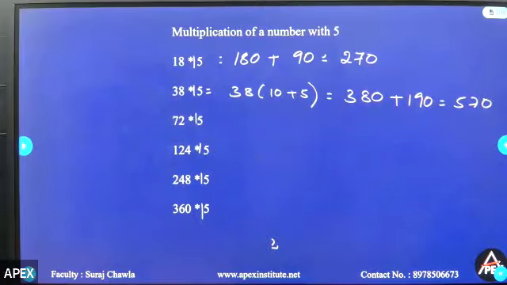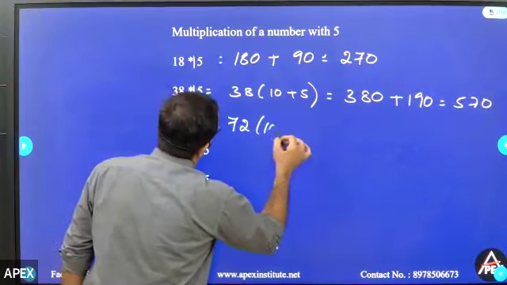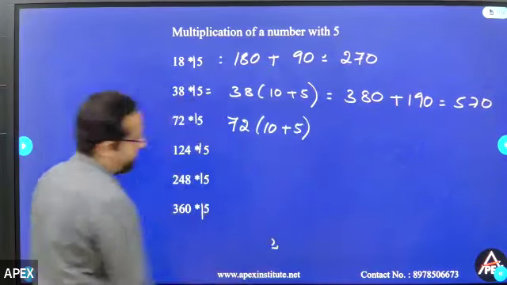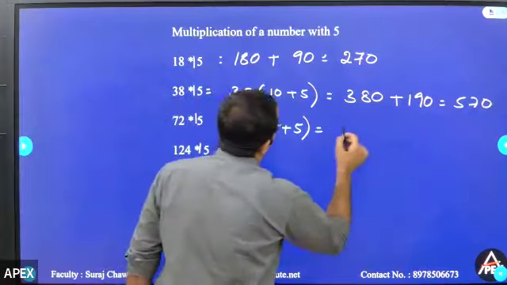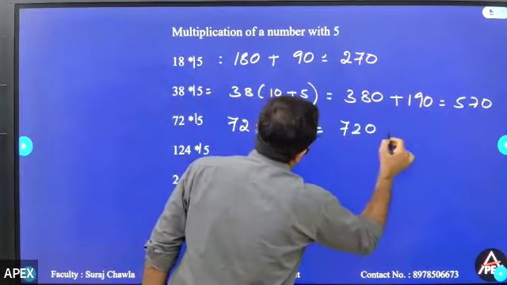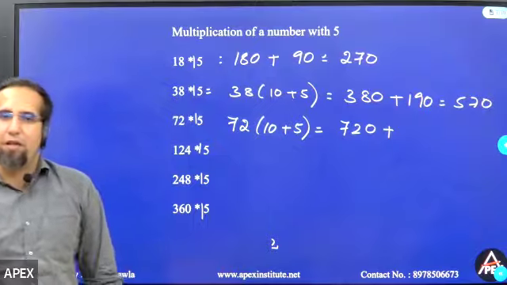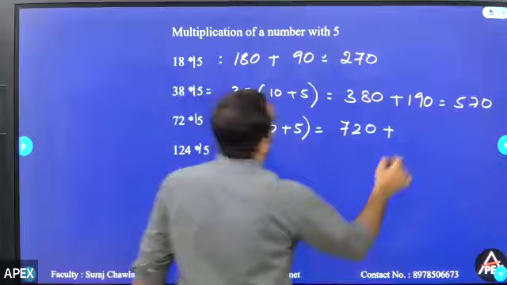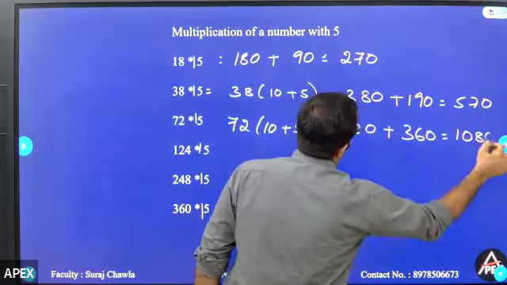Clear? Right? Similarly, 72 into 15 can be written as 72 into 10 plus 5. Now, what is 72 into 10? 72 into 10 is going to be 720. What is 72 into 5? That is half of 720. So, half of 720 becomes 360, and therefore my answer becomes 1080.